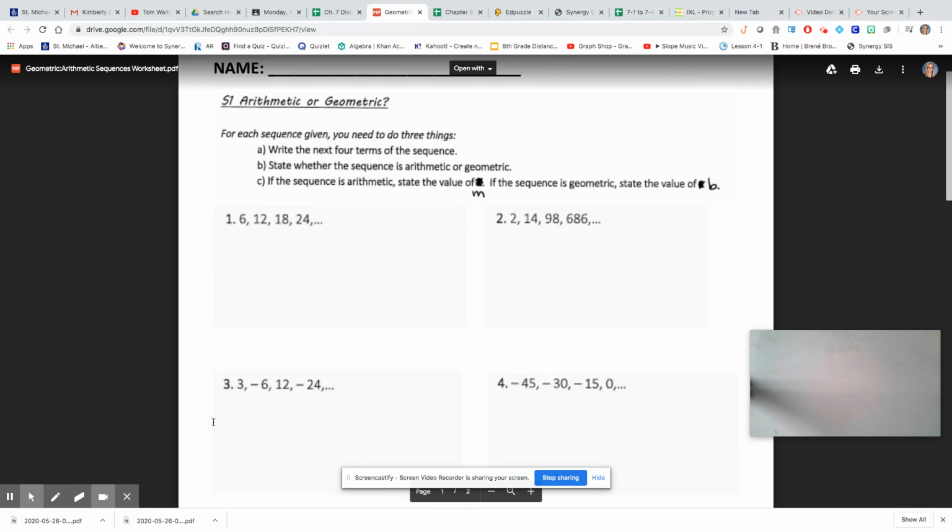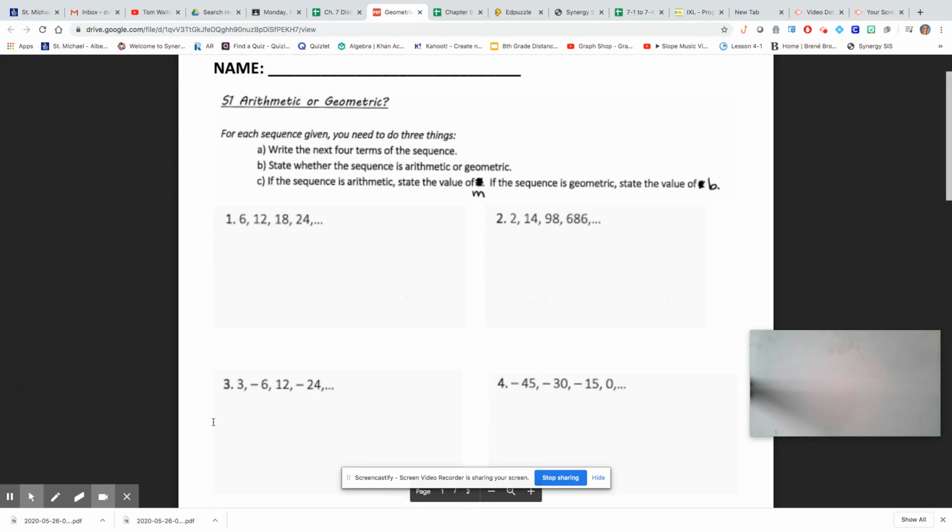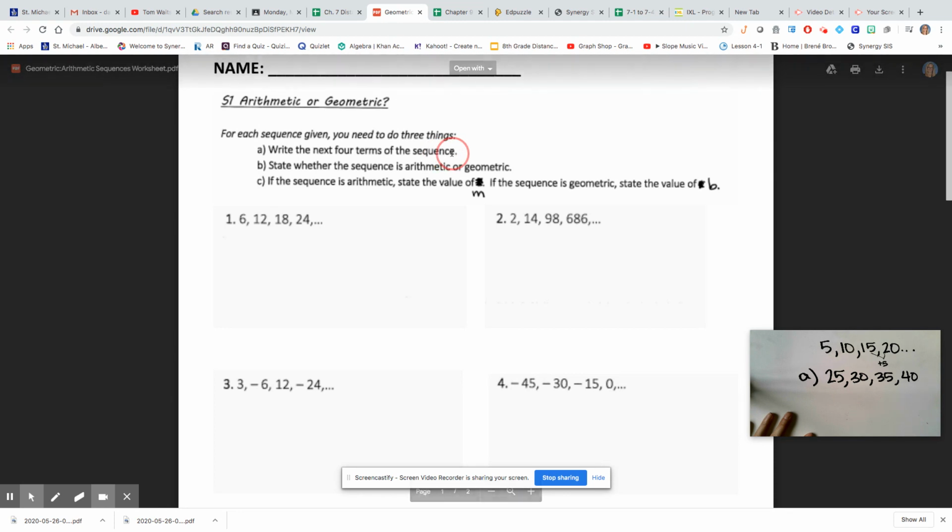So when you first look at some of these ones, you're going to see problems that might do a lot of different things. So you might see one that looks like 5, 10, 15, 20. And I'd look and say, all right, well, what are the next four terms in the sequence? What's it doing every time? It appears to be adding 5. So if I kept adding 5, my next numbers would be 25, 30, 35, and 40. There are the next four terms in the sequence.